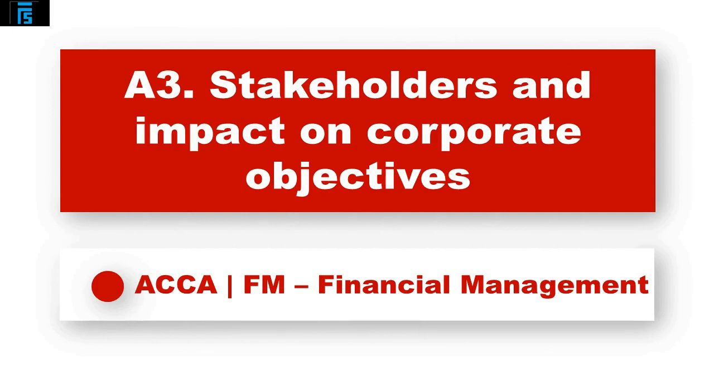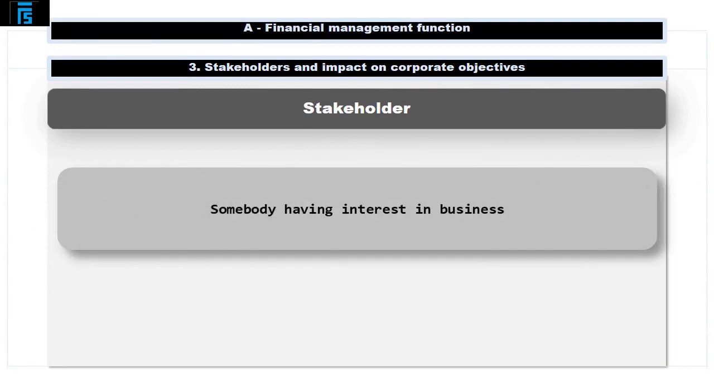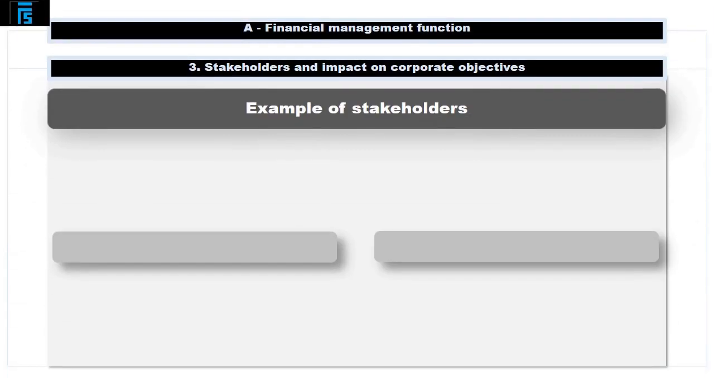In this video, I will go over the stakeholders and impact on corporate objectives. A stakeholder is somebody who has an interest in the business. It doesn't have to be a financial interest. With such a broad definition of stakeholders, there are many in a business. Let's look at a few found in most businesses.